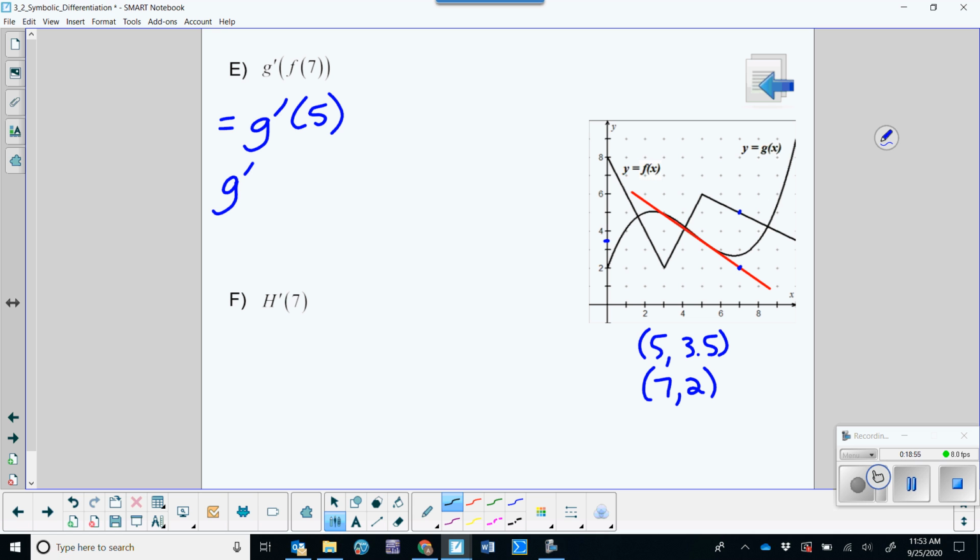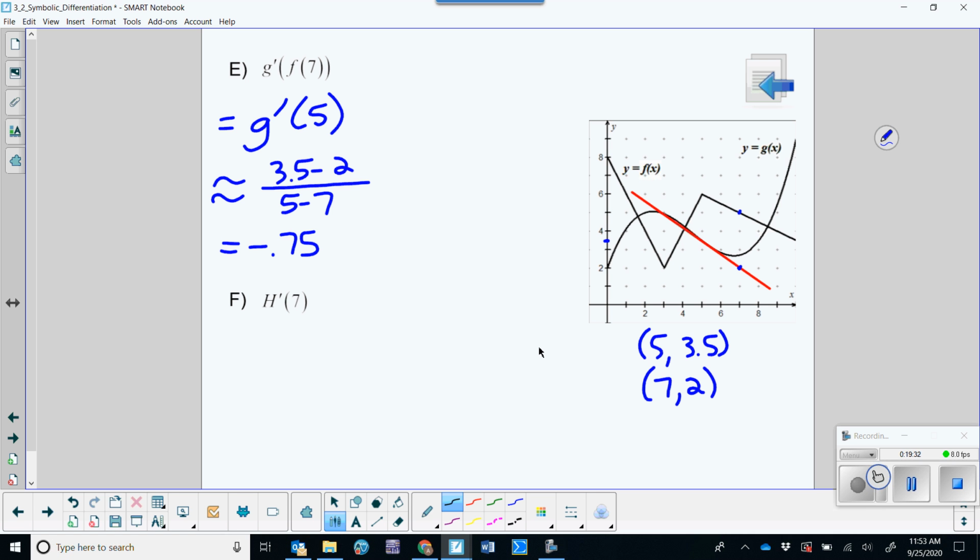So what I need to do is say that g prime of 5 is approximately, I can just do it right here so I tie it all together, the slope that you get here, which would be (3.5 minus 2) over (5 minus 7). 3.5 minus 2 is 1.5 over negative 2, so that would be negative 0.75 or negative 3/4. And that should be about what you get. It depends on how you lined up your line.